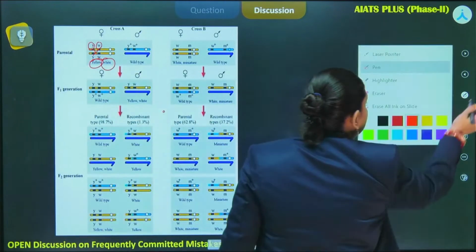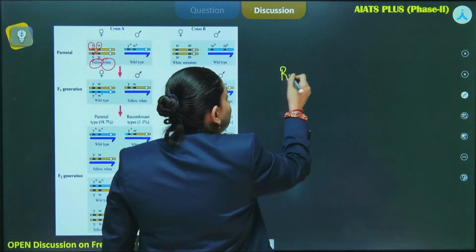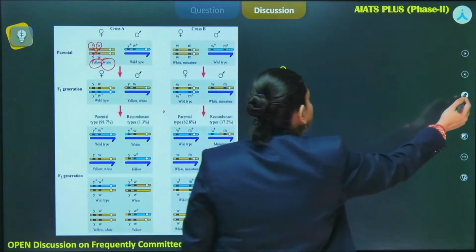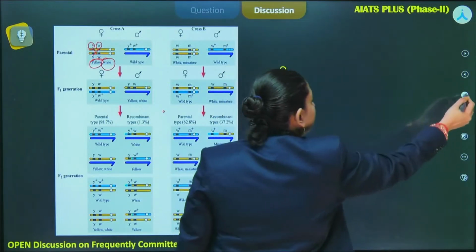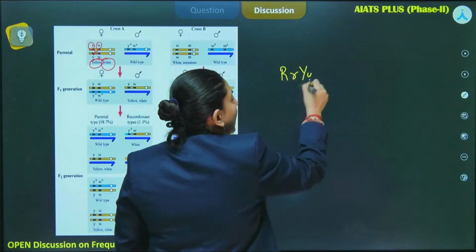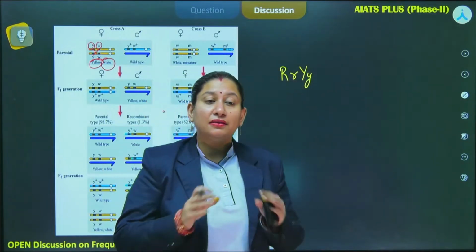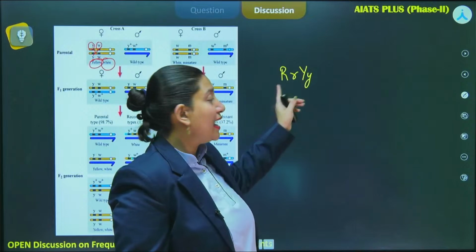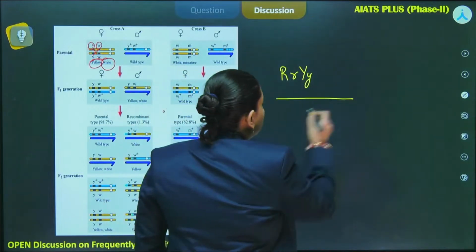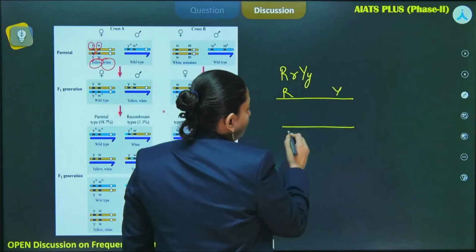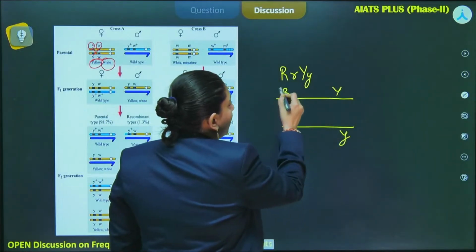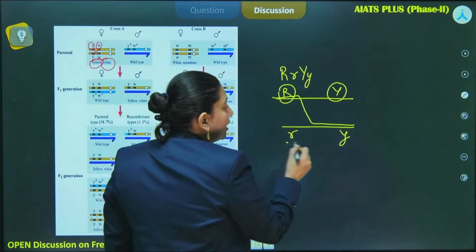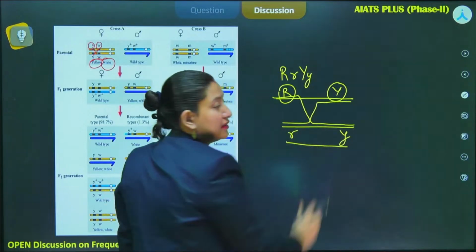So usually, if we consider this particular case and we make the gametes out of it, we consider that the genes are going to segregate, so all of the alleles could have possible combinations with each other. That means these genes are like this: this R could come with capital Y, this R could come with small y, and the other R could come with small y and also with capital Y, right?